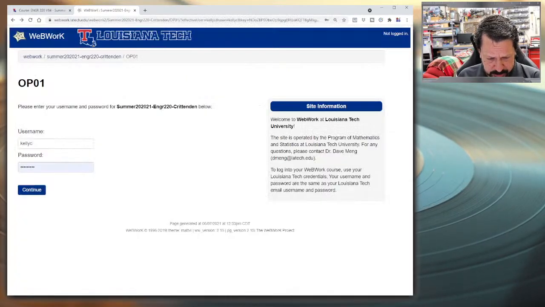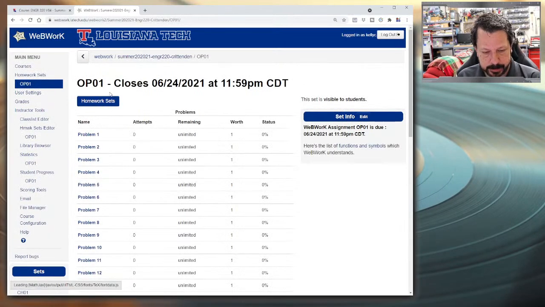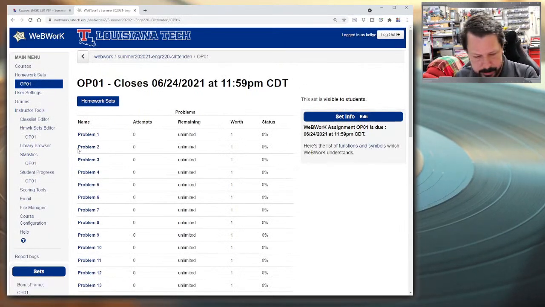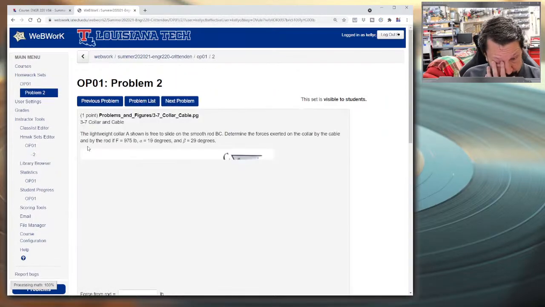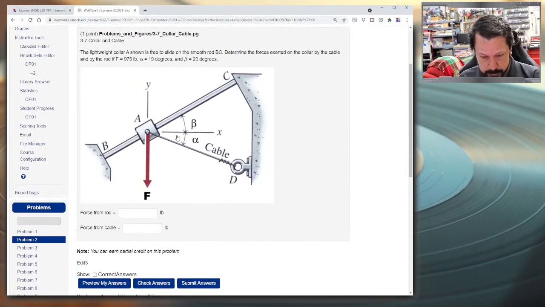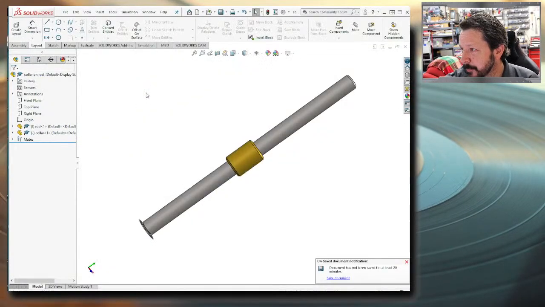So what I'm going to do is take some of these optional ones. I'm going to take number 2 and work it. I'm taking it for a couple of reasons. It's a 2D problem, so this is not 3D, but it has this new element here, this collar, this slide. I built it in SolidWorks here, and so you can kind of see what this is doing.